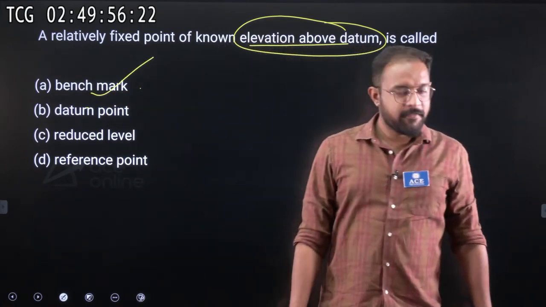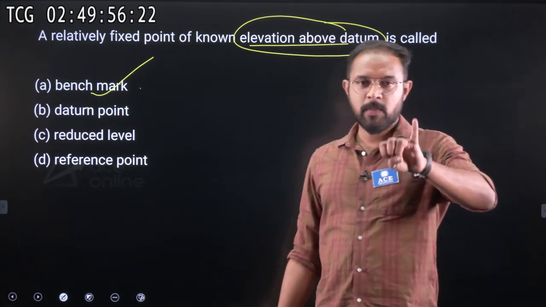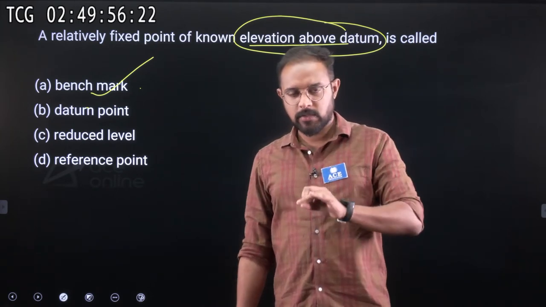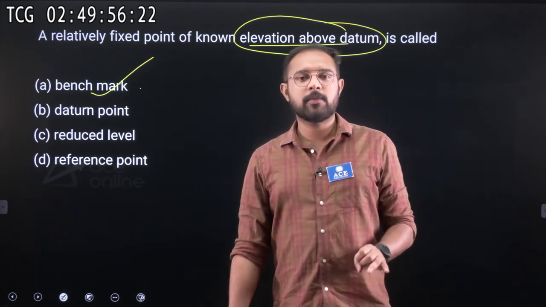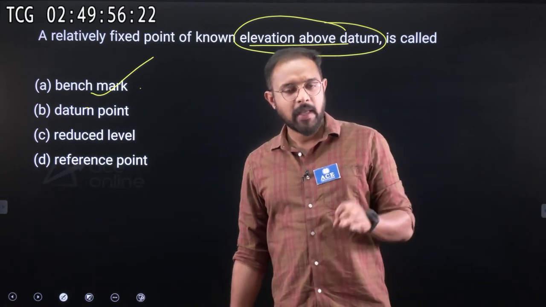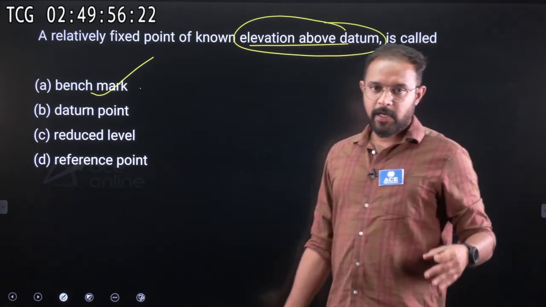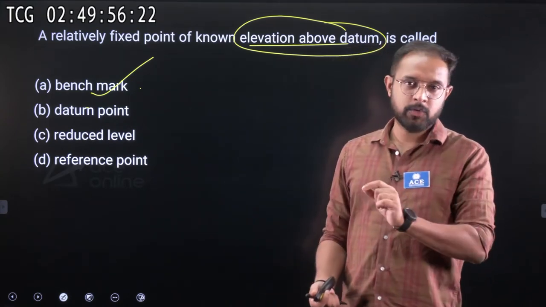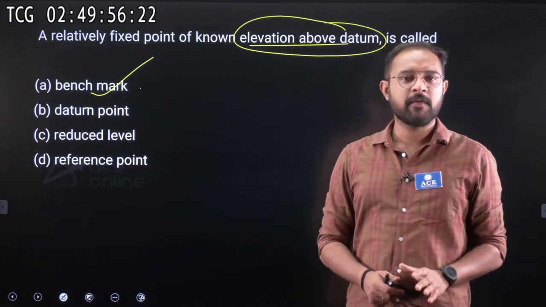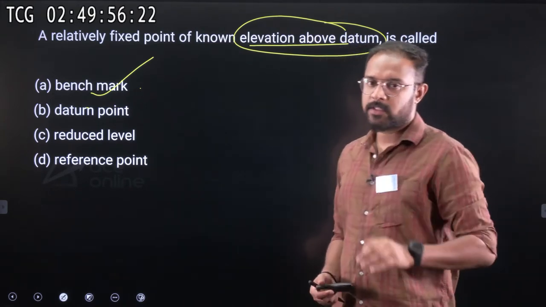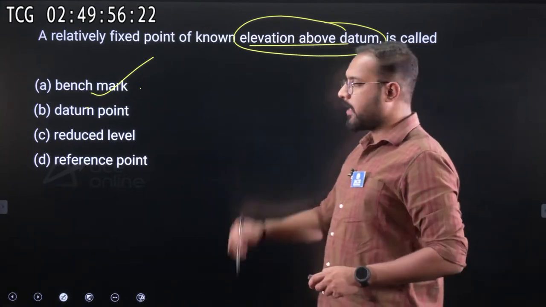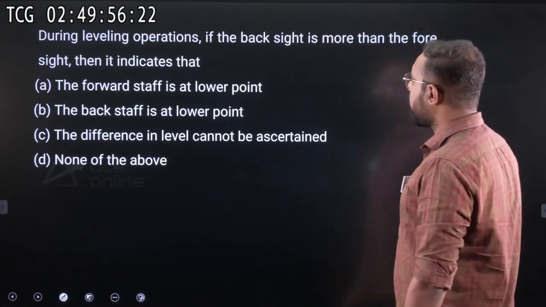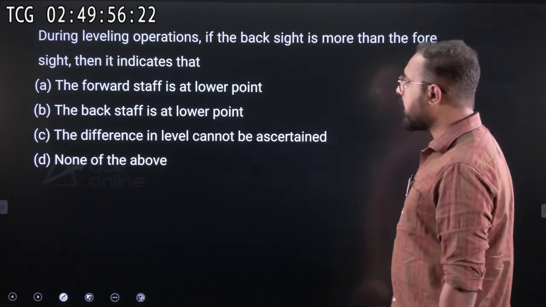There are different types of benchmarks. First one is the GTS benchmark, the most accurate, established by the Survey of India. The permanent benchmarks are established by state agencies like R&B and PWD. The third one is the temporary benchmark, for transferring the day's elevation. And the fourth one is the arbitrary benchmark, which is a randomly selected fixed point of known elevation. So the answer here is benchmark.